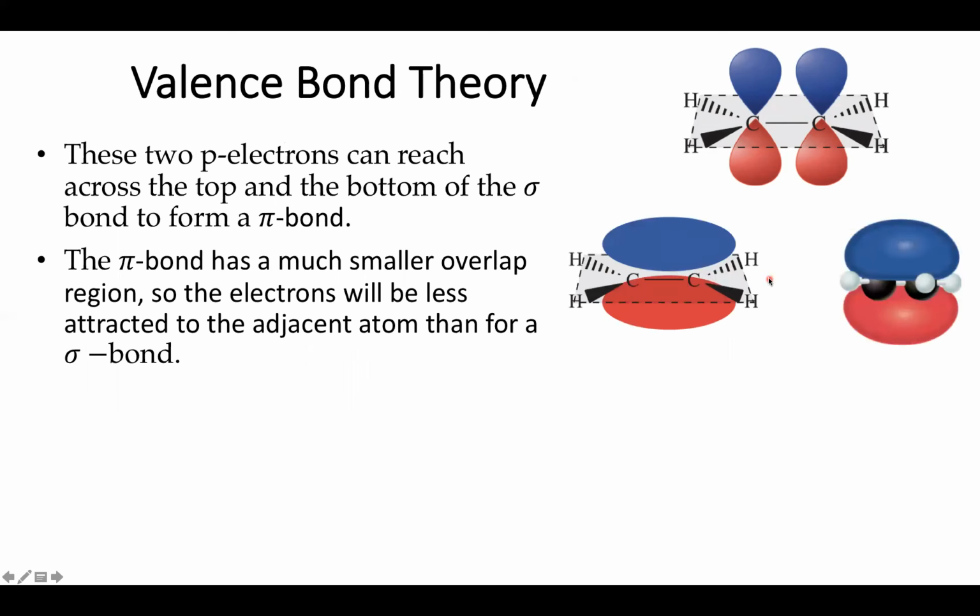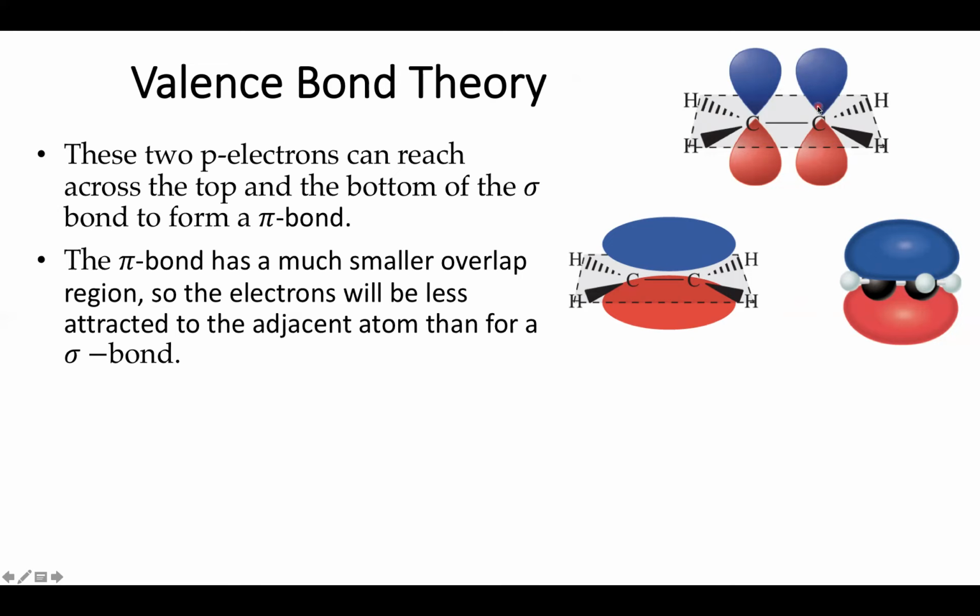And this mixing of p orbitals is called a pi bond. So p orbitals make a pi bond. And they don't have a really big overlap region because you'll notice they aren't that close, but they do have an advantage. They can reach over the sigma bond and under it at the same time. So I've got 2 overlapping regions.